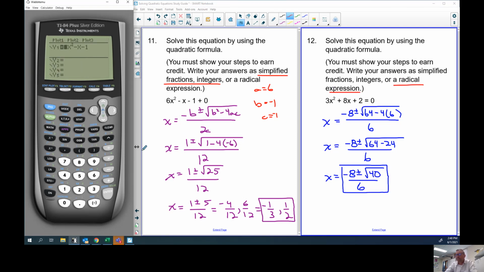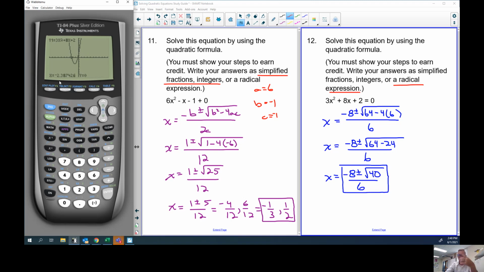Let's graph it. Of course we're going to graph it. 3x squared plus 8x plus 2. Graph it. There's the two solutions. If I hit the trace, you've got to be really careful. Watch how I type this in. I have to do parentheses, negative 8 minus the square root of 40. I have to hit parentheses to end my square root and then parentheses to end my numerator, all divided by 6.